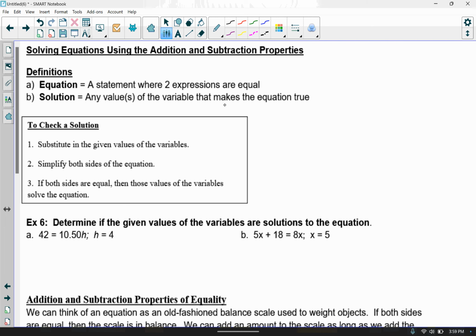You can always check your solution to an equation by substituting your solution in for the variable, and if you get the same number on both sides of the equals mark, then it's a solution. If you don't get the same number on both sides of the equals mark, then it's not a solution. So I'll demonstrate that here in example 6.